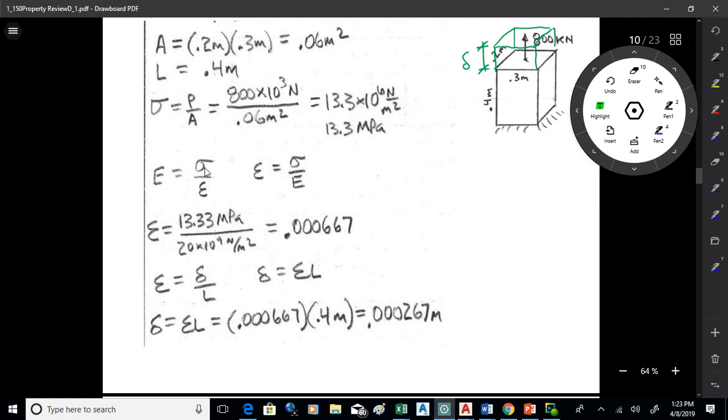So 0.000267 meters, something like that, when you get through it. And that's that lengthening that I show on the top of the sketch. So we all right with that? Any questions on that business?